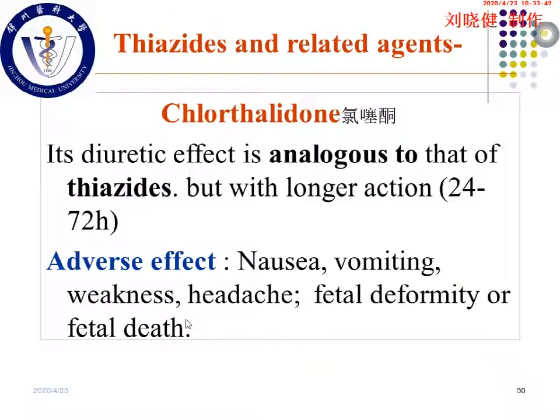Chlorthalidone. Actually, this drug is not one of the thiazides, but its diuretic effect is analogous to that of thiazides, just with longer action. Its diuretic effects can last for 1, even 3 days. Adverse effects include nausea, vomiting, weakness, headache, fetal deformity, or fetal death.